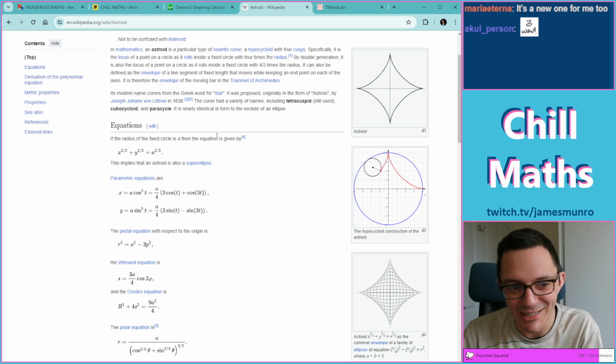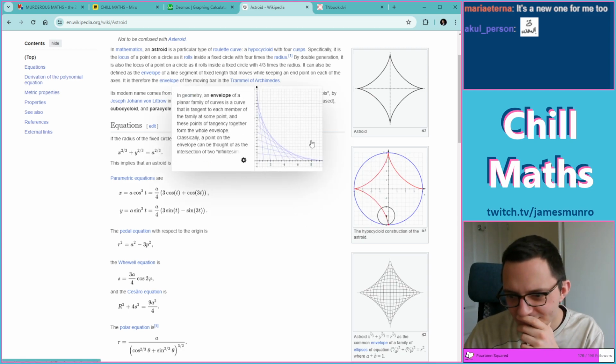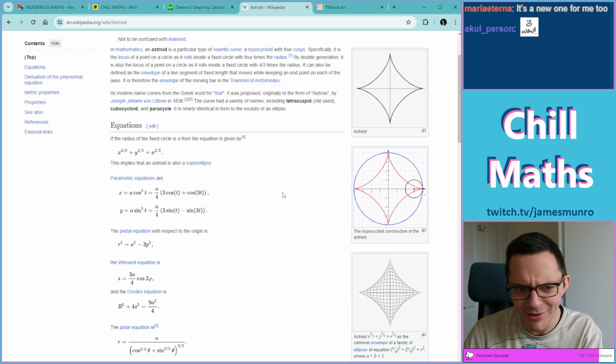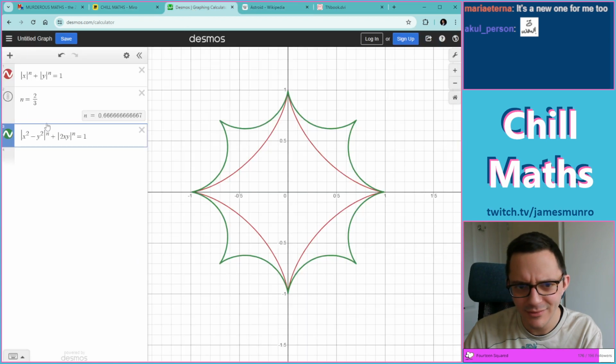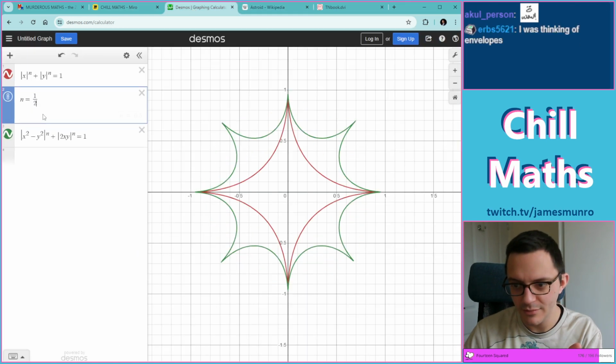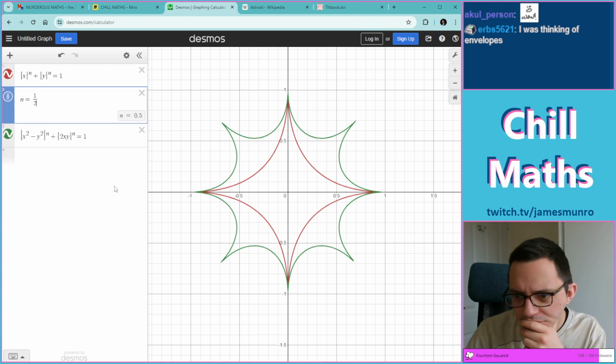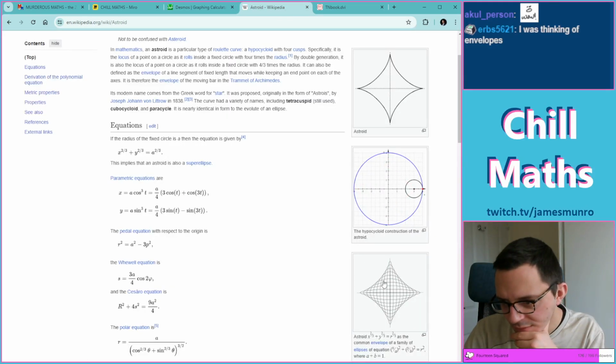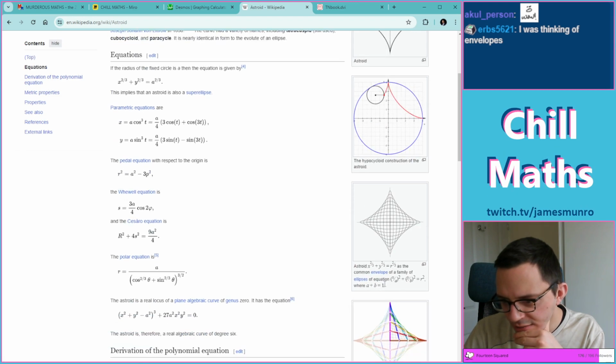I feel like we're on a tangent to a tangent to a tangent. Is the ladder falling over 1/1/2? Is it this one? Envelopes. We've got some envelopes here. The common envelope of a family of ellipses of equation blah, where a plus b is 1.